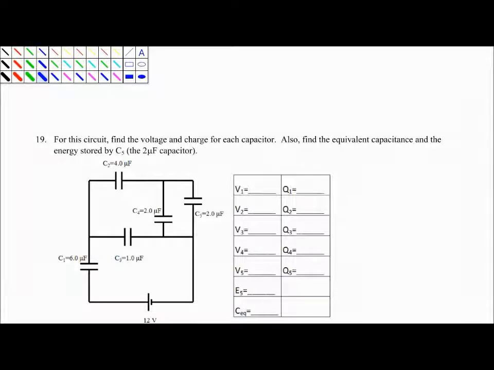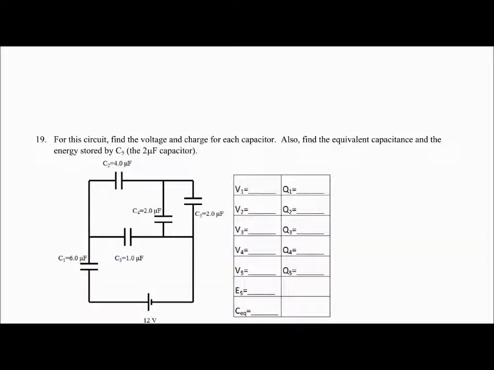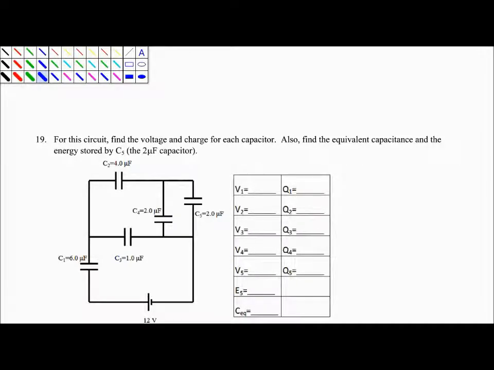Okay, let's look at this number 19. I have this circuit, and I want to find what is the voltage and the charge on all of the capacitors. So let's just redraw it first. I'll redraw it right here. I have a 12-volt battery. I have the 6 microfarad right here. That's C1. And then here I break into 2 branches. I have a 4 microfarad here. And then coming up here, I break into 2 more. I have a 2 and a 2.